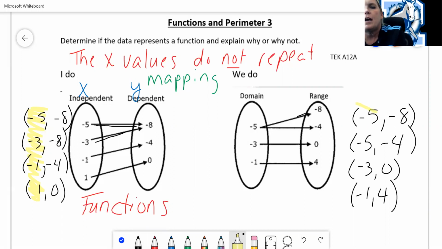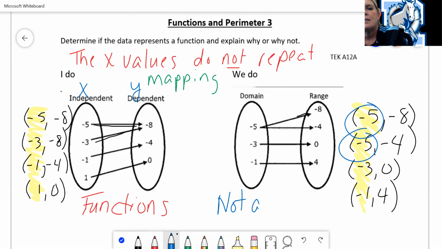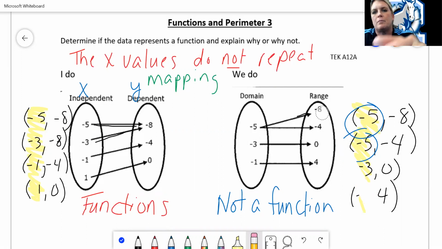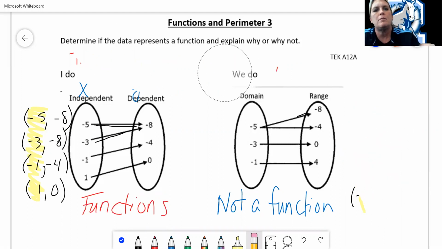As I highlight my x values, do any of these numbers repeat? Why, yes, the -5s do. Because those repeat, this is not a function. It is not a function. Make sure you have that down, and then we're going to do the next ones. So let me erase my board.